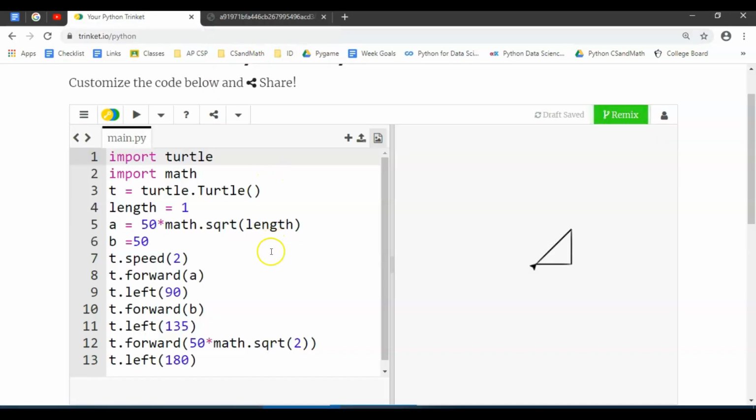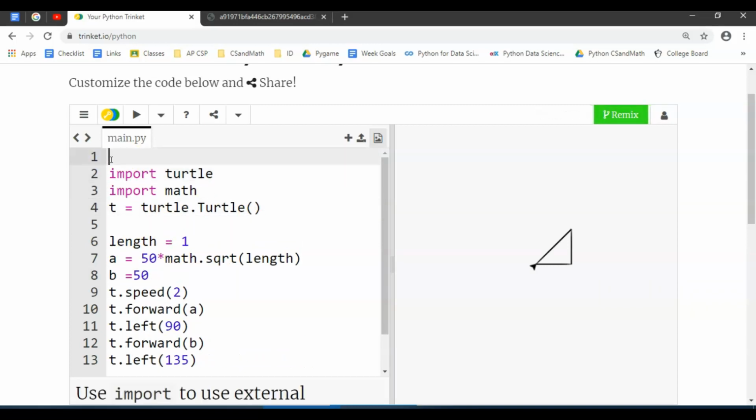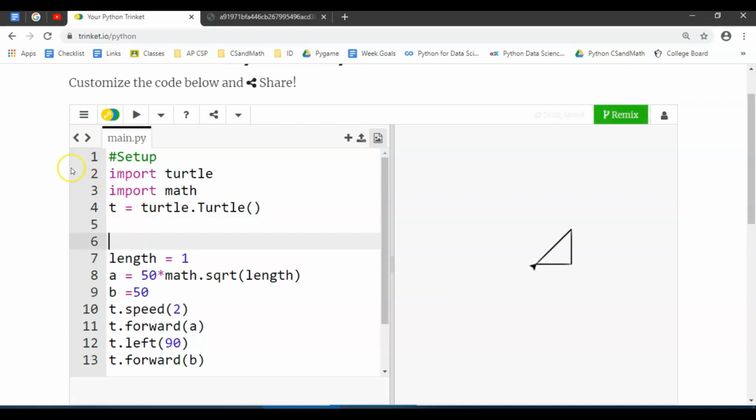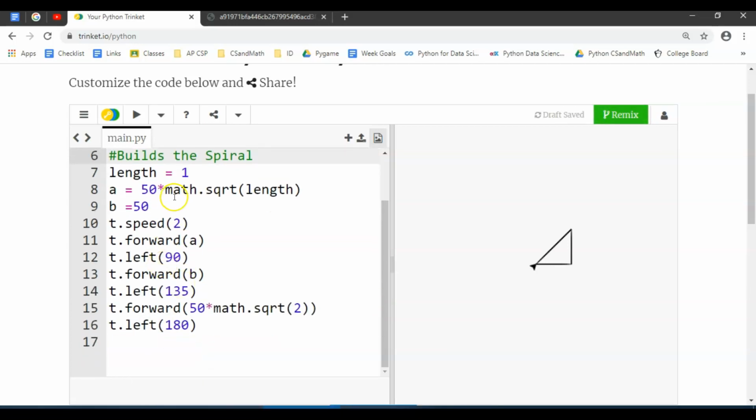Notice the way we have it is we say we travel forward A. Just to remember these lengths, this is a little sloppy too. Let's set up some hashtags in here. This is just commenting, remember, so this is going to be my setup. And then after that, this stuff right here is what is going to build the spiral, just so I can have structure to my code. Now if I just focus on the stuff that's building the spiral.